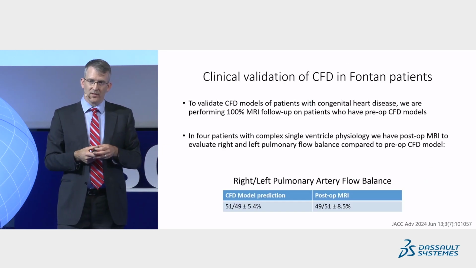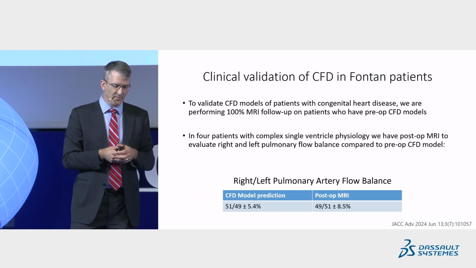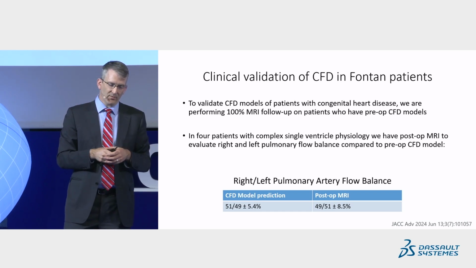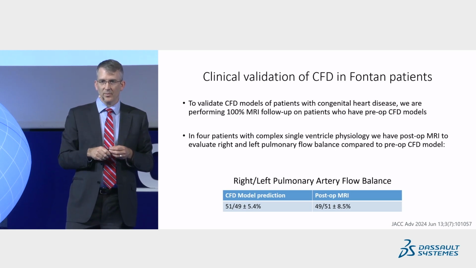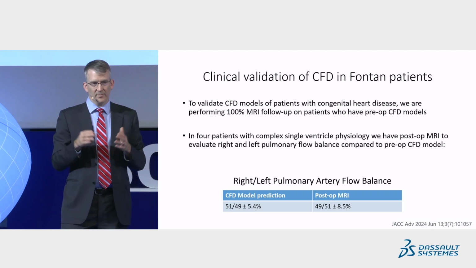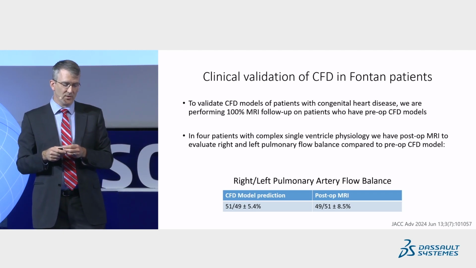And we published a recent series looking at MRI validation of these patients. We did computational flow dynamics, showed 51% average predicted flow to the right lung, plus or minus 5%, and the post-op MRI showed 49%, plus or minus 8.5%. So really nice congruence, and I think it goes to our really meticulous approach to designing patient-specific boundary conditions based on their physiology.